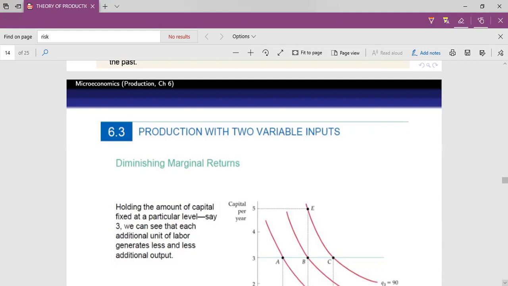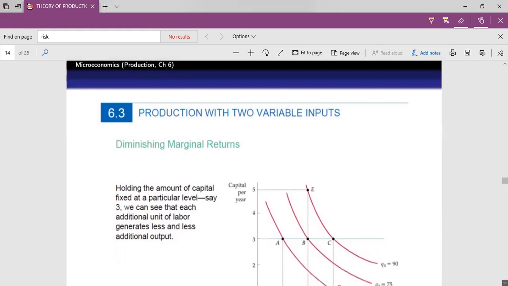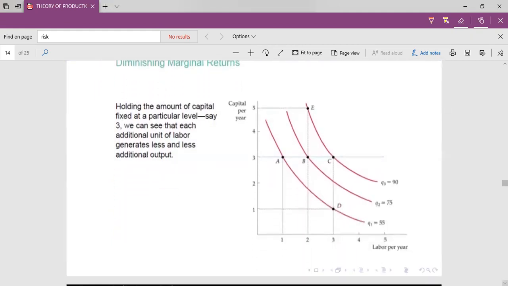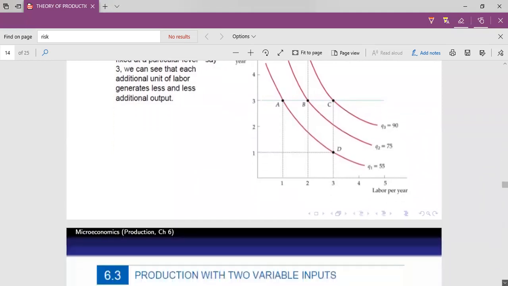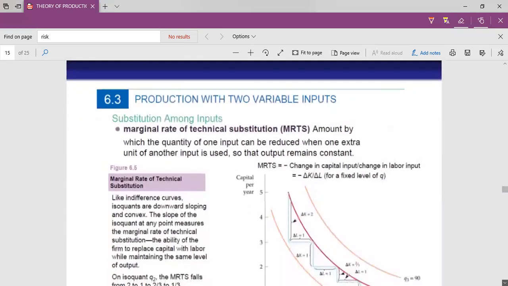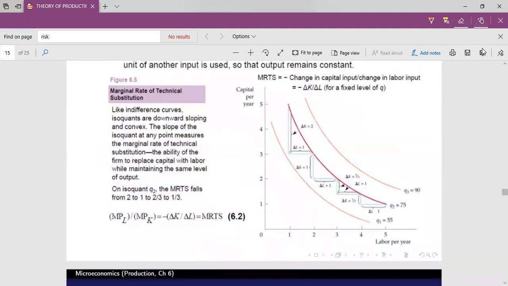And then we can also have production with two variable inputs, where, for example, capital and labor will both be variable, they will be changing. So in production with the two variable inputs, we are seeing capital and labor. And production with two variable inputs, that's when the isoquants come in.